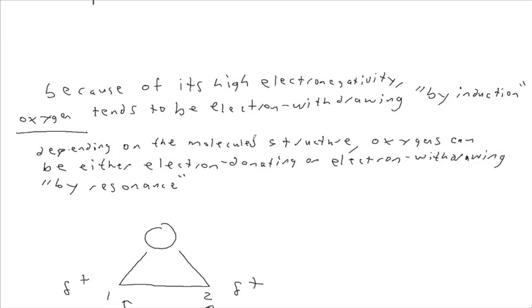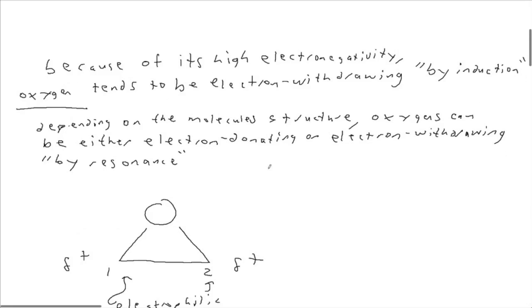In the first semester, we assume electronegative atoms are electron withdrawing by induction. But in the second semester, it's more complicated. Sometimes they could be electron donating because of resonance. So we're getting a head start on that topic here.